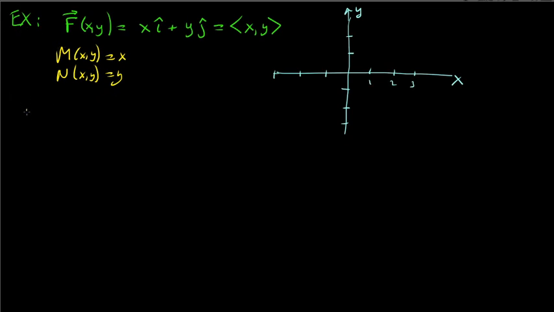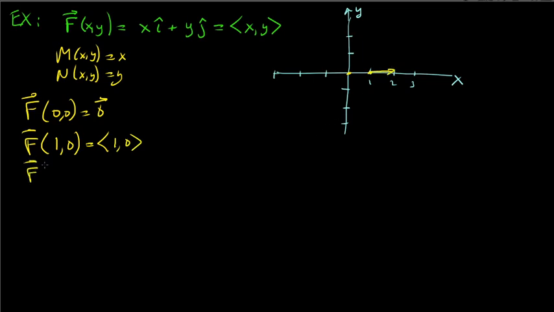Let's just plug in numbers. If we plug in 0 and 0, we just get 0. So at the origin, it's the zero vector, just a point. But what if we plug in x equals 1, y equals 0? Then we get the vector 1, 0. At the point 1, 0, we have a vector pointing to the right 1 unit. If we plug in 2, 0, we get the vector 2, 0, which points to the right 2 units. At the point 3, it points 3 units, even longer.